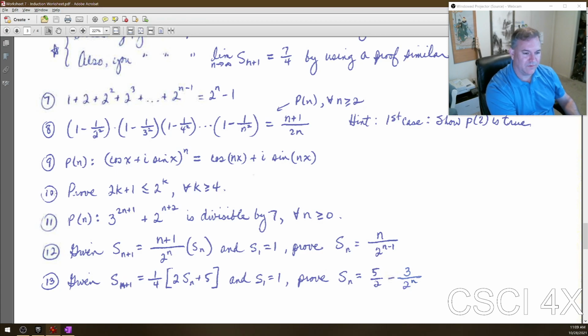Where was I? Oh yeah. So for number 10, what is the base case? Yeah, 4. For this one, the base case is 4. They just tell you. And if they don't tell you, it's 1.